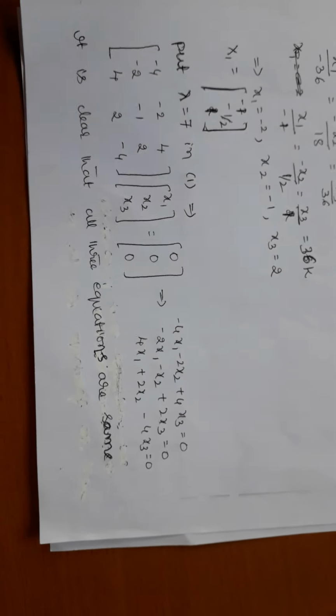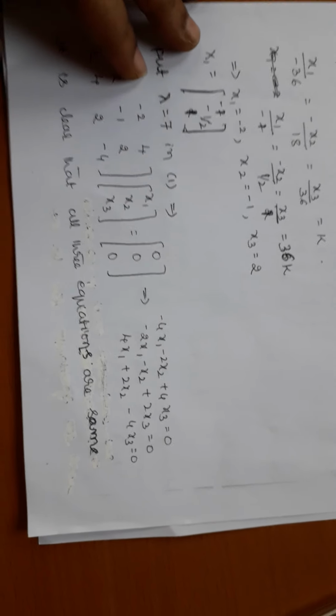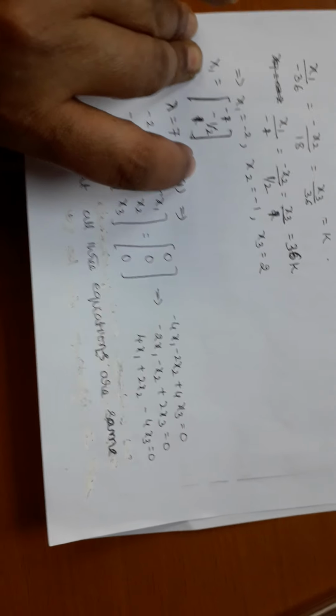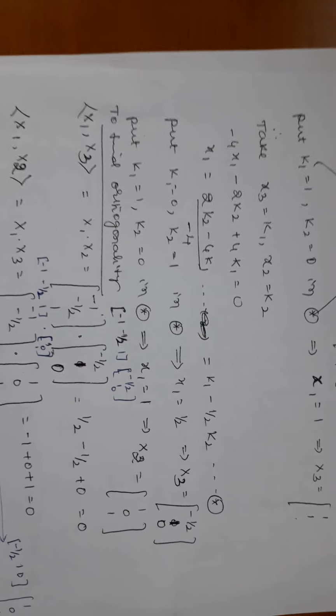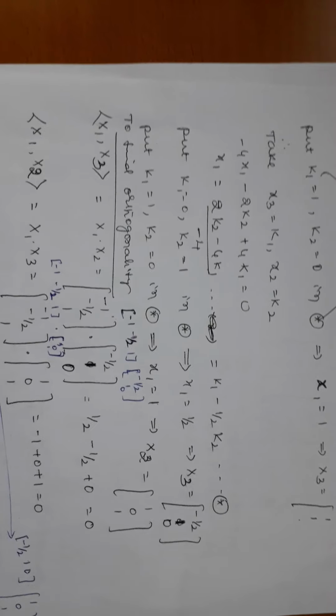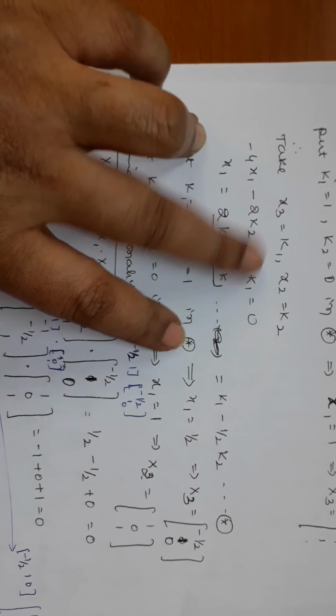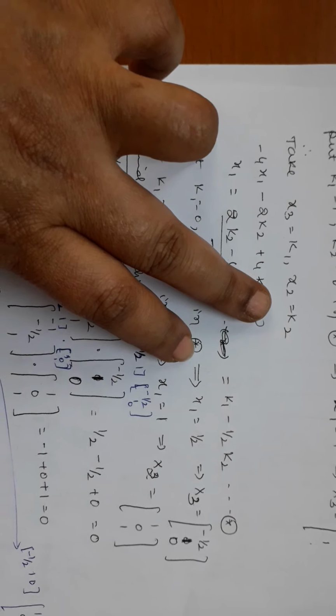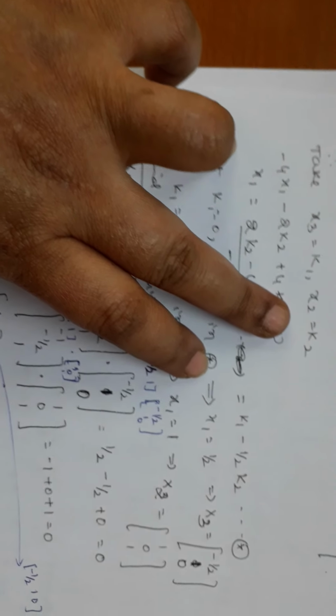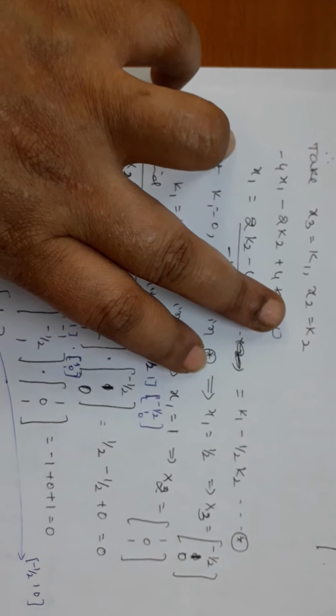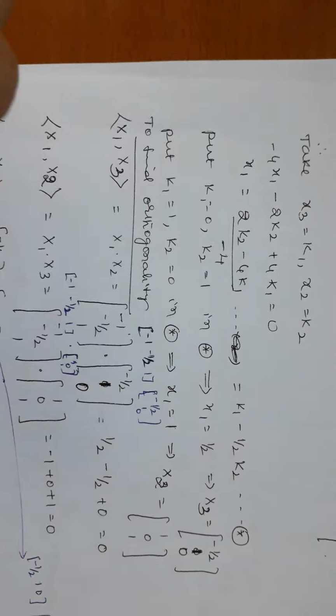Therefore, it is clear that all three equations are the same. With one equation, we can't find all the unknowns, because there are three unknowns with one equation. Therefore, how to proceed? Now here, it is your choice. You can choose two unknowns among x1, x2, x3. Here I choose x3 equal to k1 and x2 equal to k2. You can choose any two unknowns.